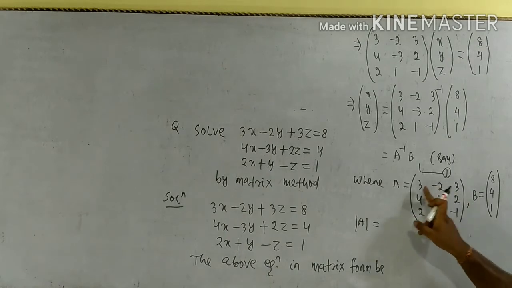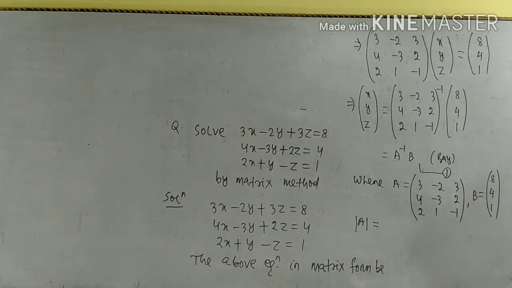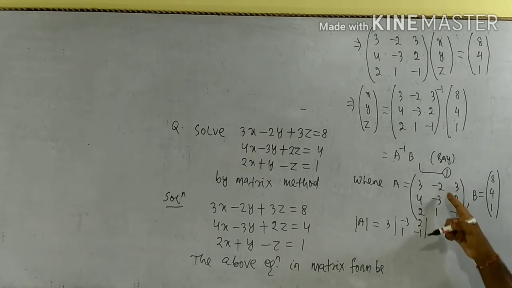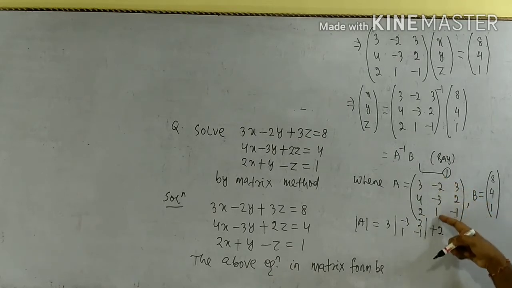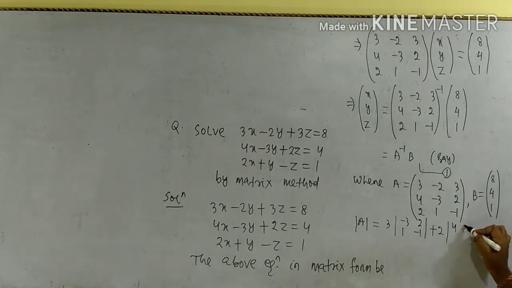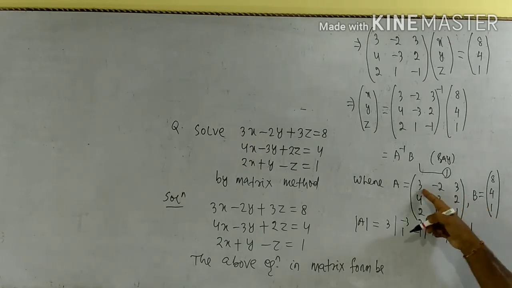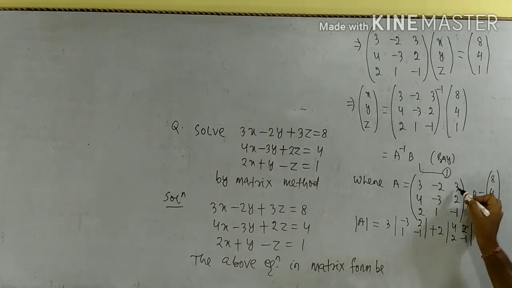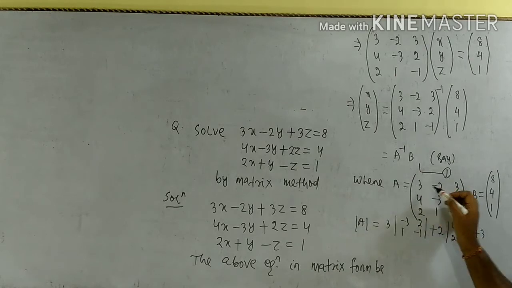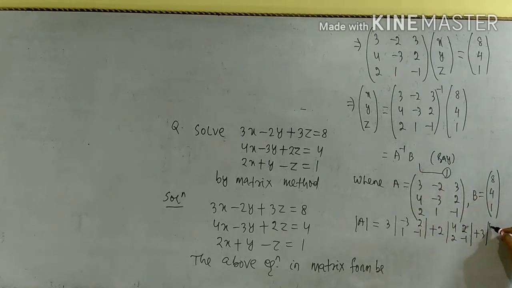What is the determinant of A? If you consider row 1, what are the signs? Plus, minus, plus. So 3, eliminate this row and column, we get the determinant of minus 3, 2, 1, minus 1. Then minus of minus 2, that is plus 2. This minus 2 is present in row 1 and column 2, so eliminate them, the remaining elements are 4, 2, 2, minus 1 determinant. Then plus 3. This 3 element is present in this row and this column, so eliminating them, we get the determinant of 4, minus 3, 2, 1.